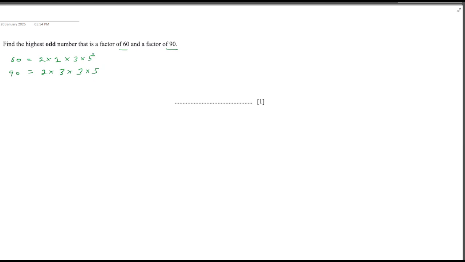Now I have to find out the highest odd number that is a factor. So definitely I will not consider 2. 2 is a common factor, but I will not consider it because it will give me an even factor. So I will concentrate on odd factors only. So here this 3 and this 5, they are the odd numbers. So your highest odd number that is a factor is 15. So 15 is the highest odd factor which is common to both 60 and 90.